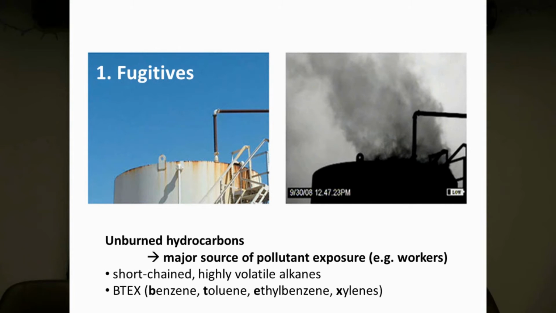First of all, what we are dealing with is what's called fugitives, mostly unburned hydrocarbons, and they represent actually a major source of pollutant exposure, especially for workers. Numerous deaths have occurred at unconventional oil and gas sites because workers were ill-advised or ill-trained in approaching tanks in specific. What you can see here is a typical view of the tank in the visible on the left and in the infrared on the right, and you can see the large amounts of emissions.